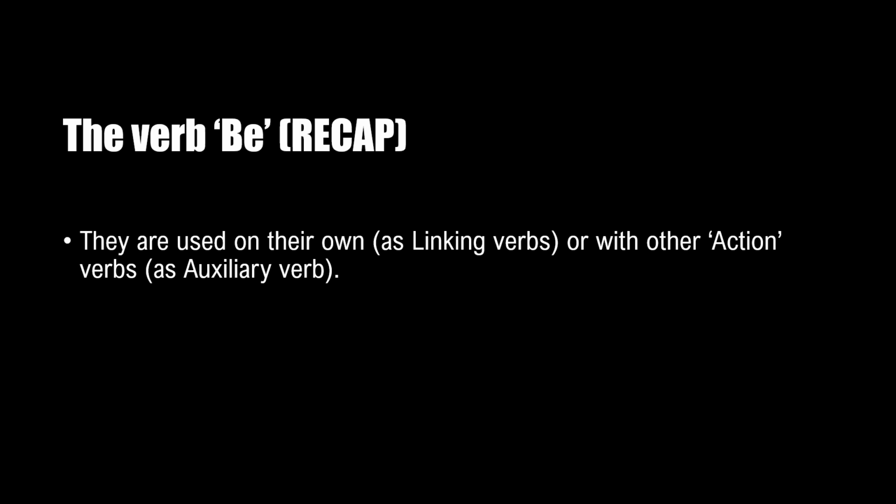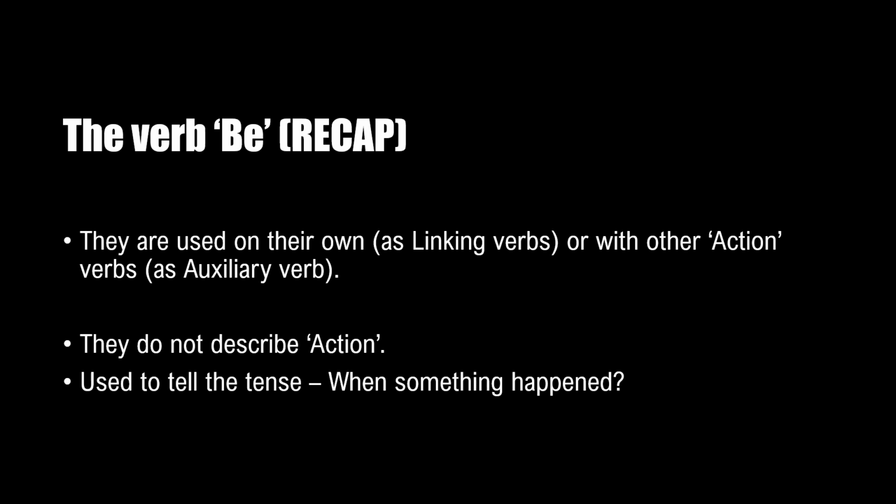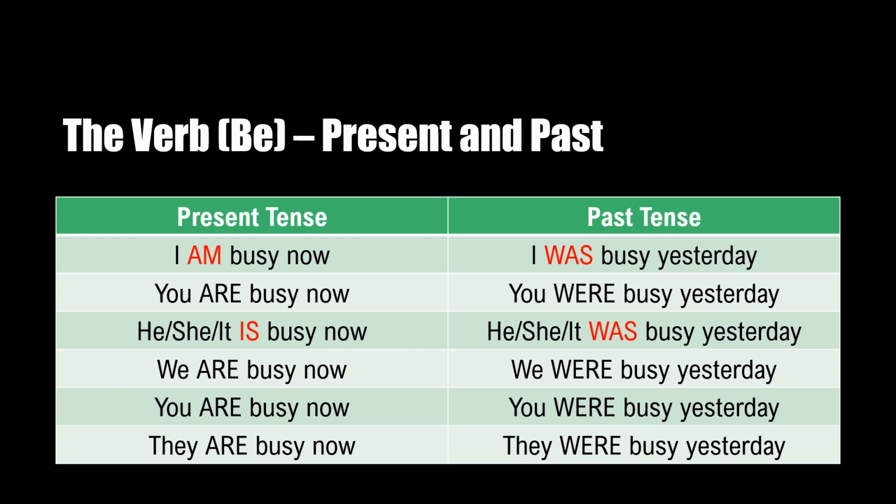This we have already done in our previous lessons when we were looking at the verb be in the present and the past tenses. So, the verb be is used on its own as a linking verb or with other action verbs as an auxiliary verb. The be verb does not describe an action. It is used to tell the tense when something happened, and it is used to ask questions. So this is how we use the verb be in the present and the past tense.